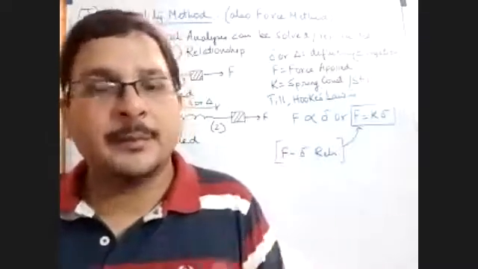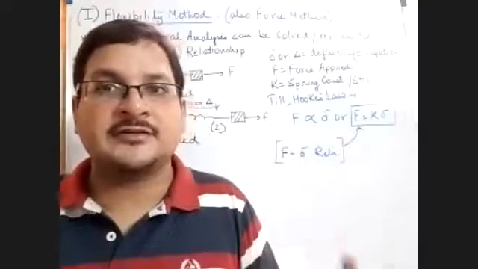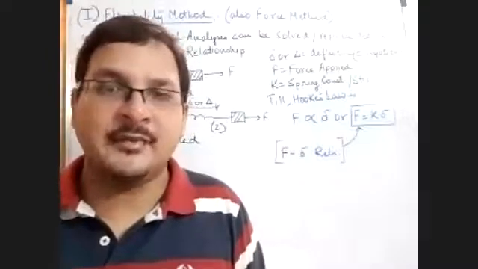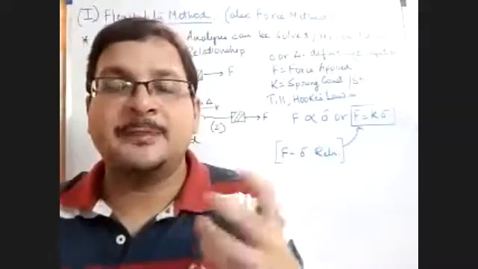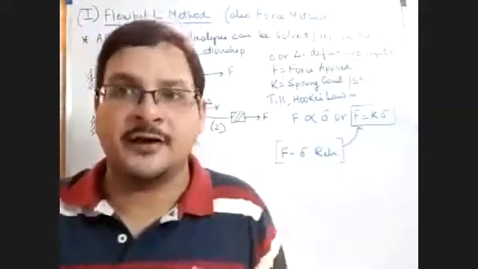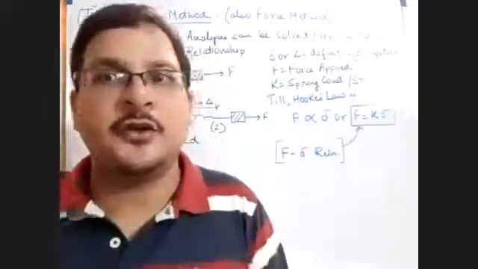The answer might be coming the same. For the same problem, the answer might be coming the same. But if you take 2 to 3 books, the methods are different. The representation or designation of symbols are different. So it will be very confusing for you to understand.